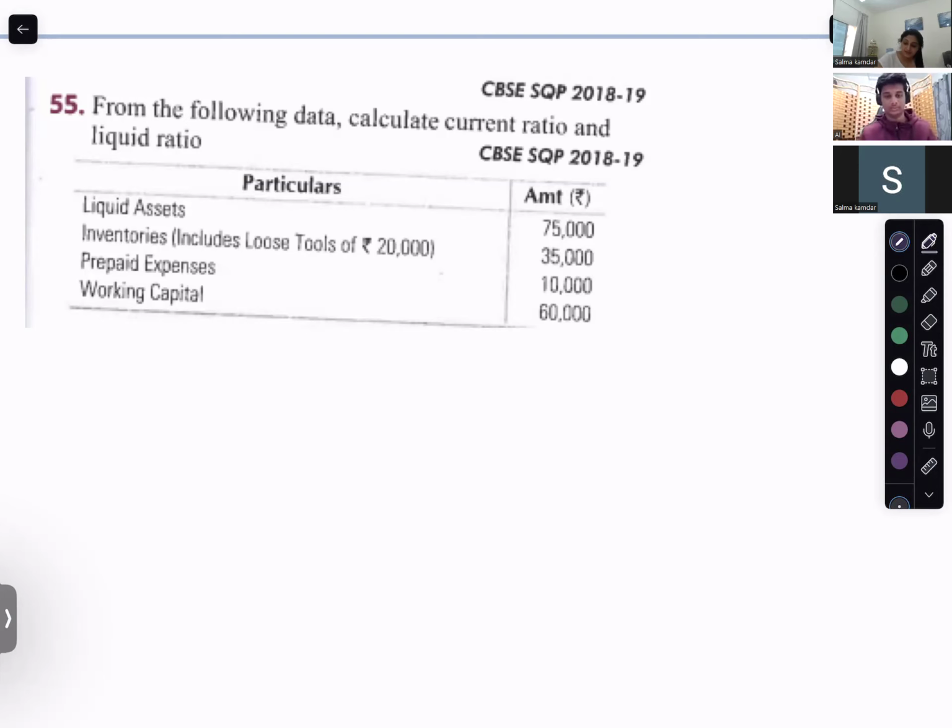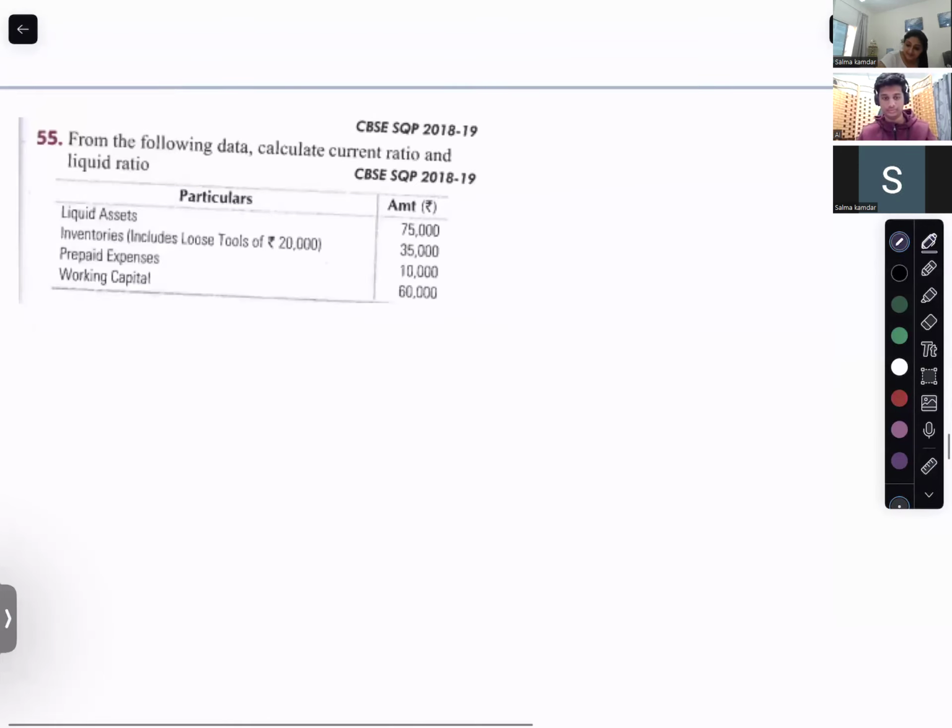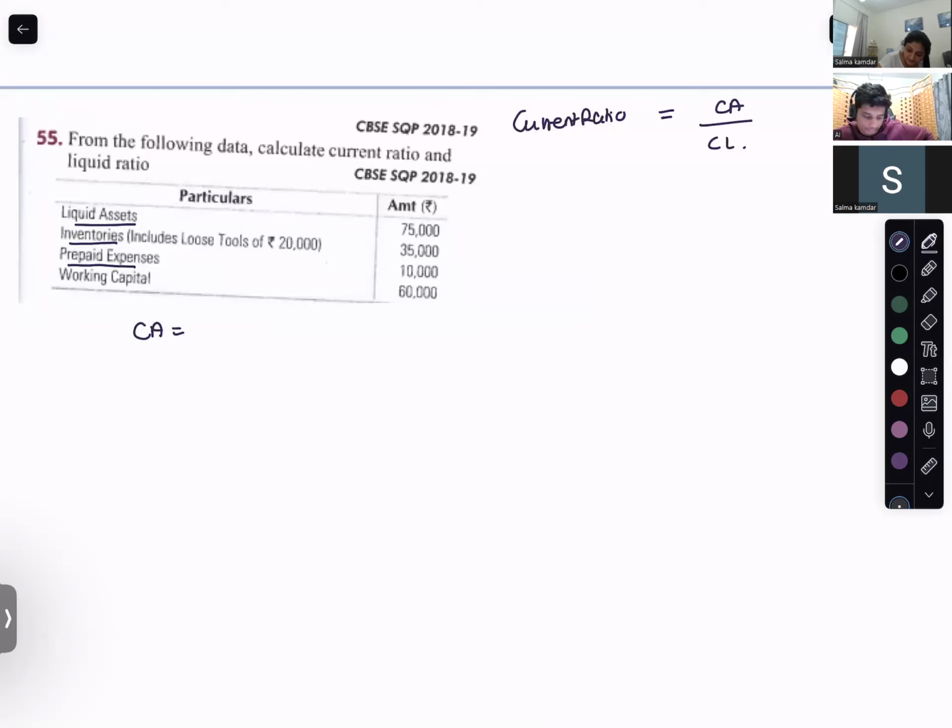We have to find out current ratio and liquid ratio. When I say I have to find current ratio, that means I'll write the formula: current assets over current liabilities. Are you with me? Yes, ma'am. Okay. I have been given liquid assets, inventory, prepaid expenses. So when I talk about my current assets, it is made up of what?